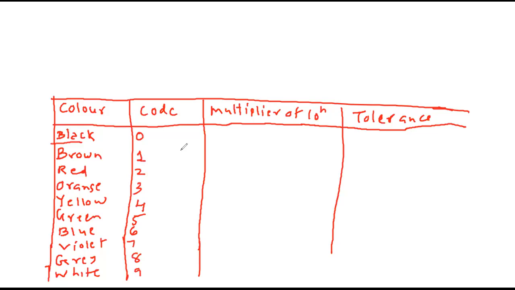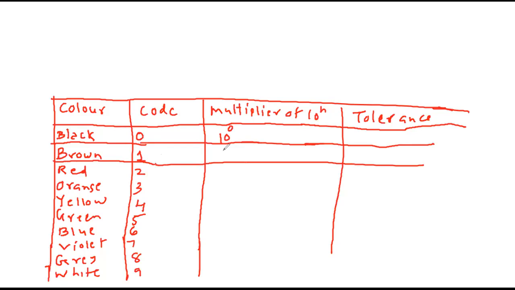So if black color comes as the third band, then it is 10 raised to 0. This is the meaning. 10 raised to 1, 10 raised to 2, 10 raised to 3, 10 raised to 4, 10 raised to 5, 6, 7, 8, 9.